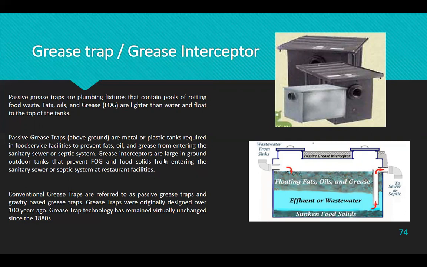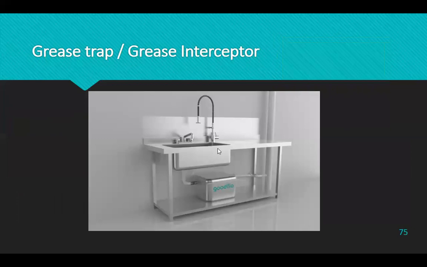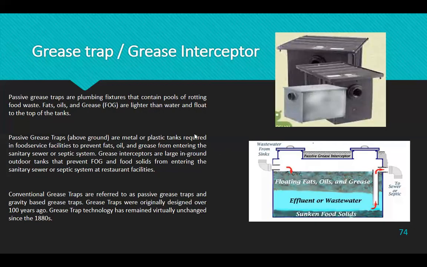Those are large. Conventional grease traps are referred to as passive grease traps and gravity-based grease traps. This is big. There are two kinds of grease trap: the gravity type and the hydro-mechanical. Grease traps were originally designed over 100 years ago. Grease trap technology has remained virtually unchanged since the 1880s. This is the passive grease interceptor. So, the design of the grease trap, you can just research that. That is special to food restaurants.